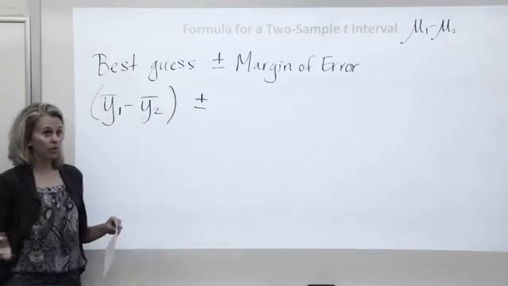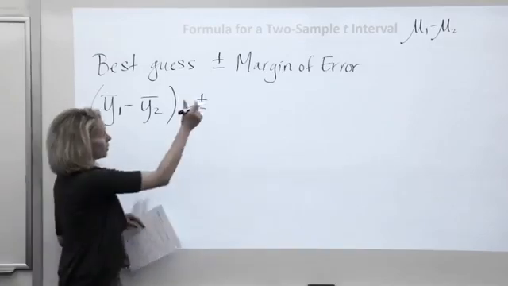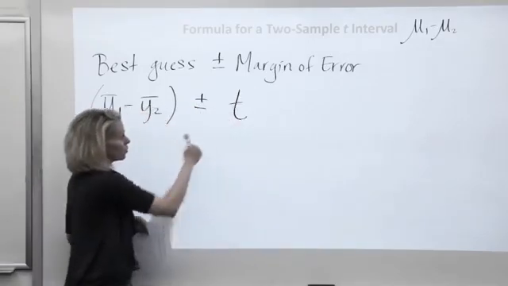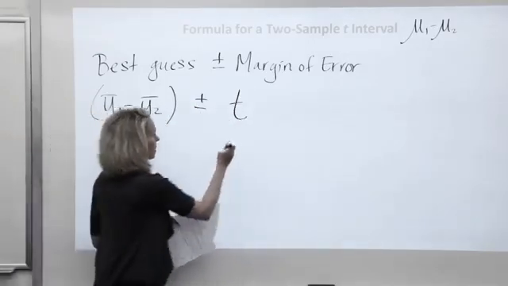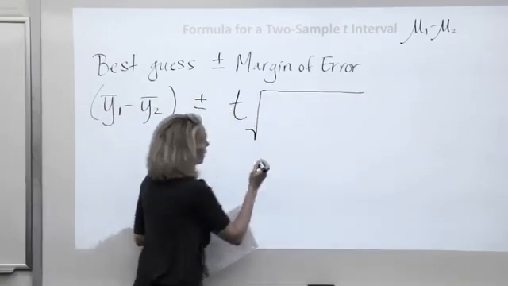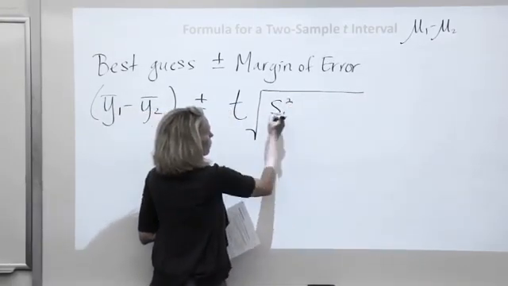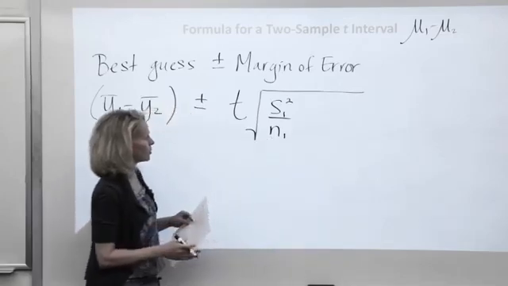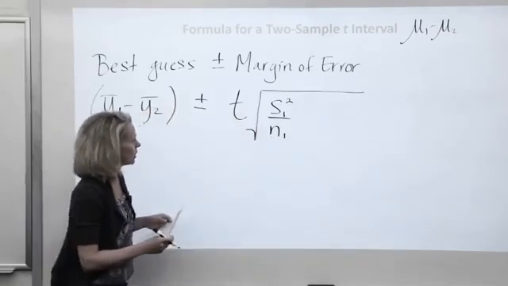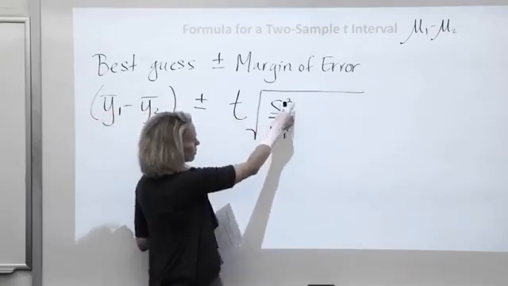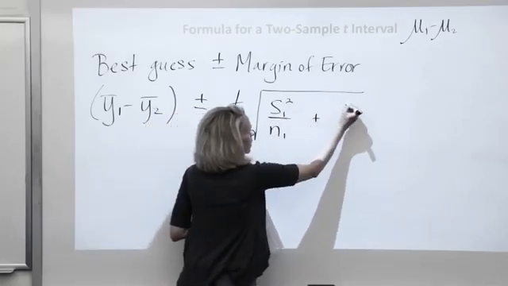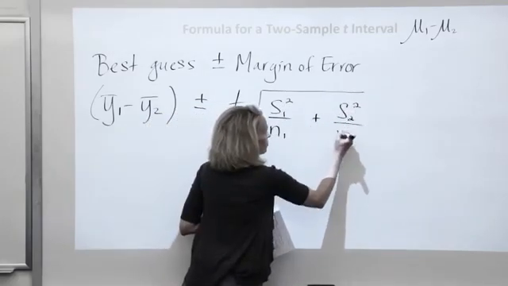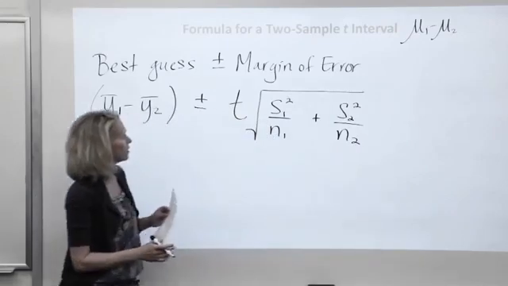For the margin of error, since this is a mean problem, the margin of error will have a critical t-score. And then we need to multiply by something that involves those standard deviations from our two samples. So we'll take the standard deviation for the first sample, square that, divide by the sample size for the first sample, and do the same thing with our second sample.